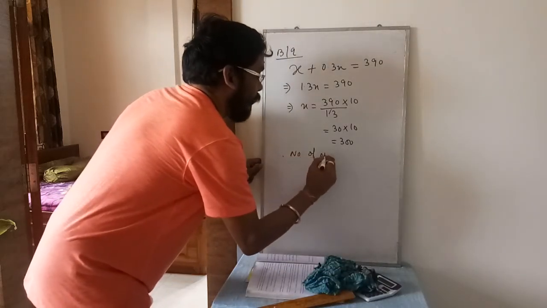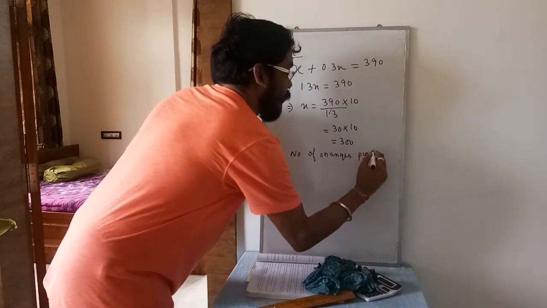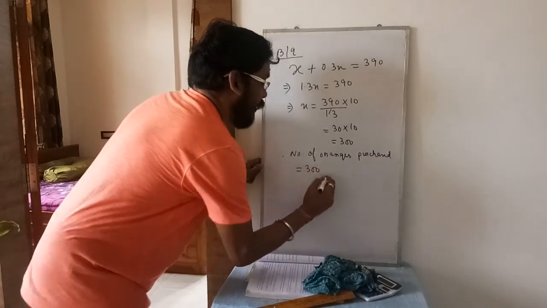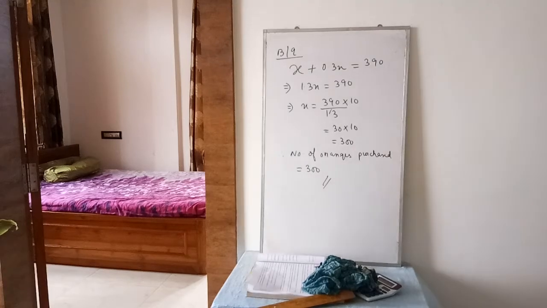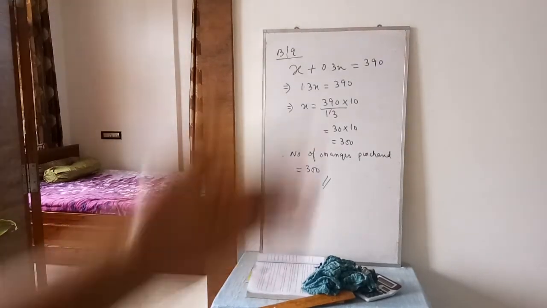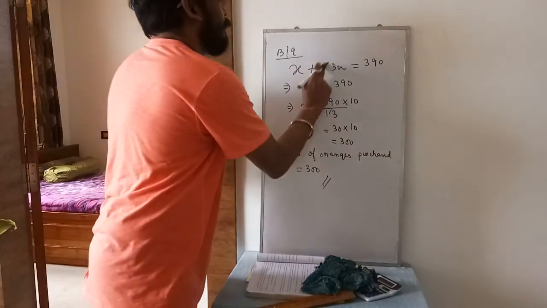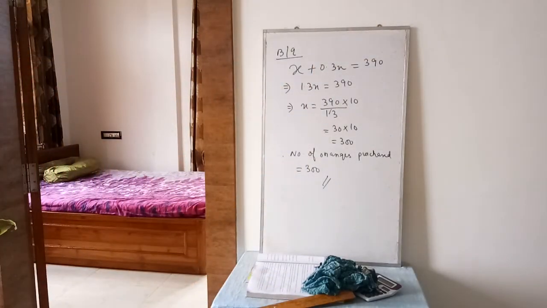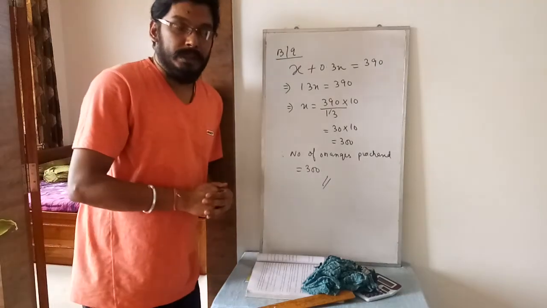Therefore the number of oranges purchased equals 300. So this is the end of exercise 7b.